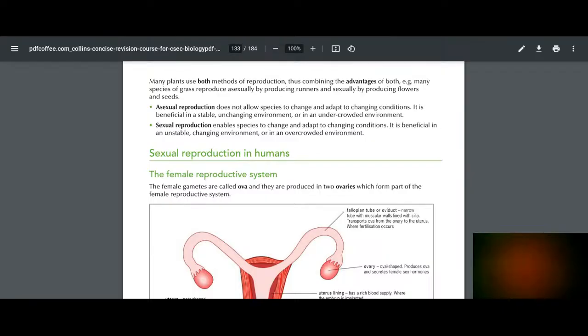Asexual reproduction does not allow species to change and adapt to changing conditions. It is beneficial in a stable, unchanging environment or in an uncrowded environment. Sexual reproduction enables species to change and adapt to changing conditions. It is beneficial in an unstable, changing environment or in an overcrowded environment.